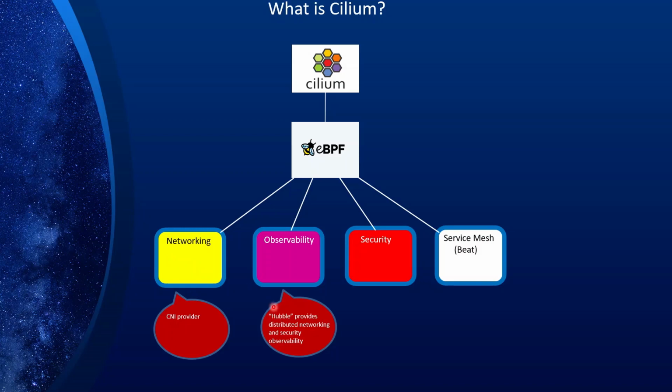It has a utility that you can install as part of installation called Hubble, as in Hubble's telescope, that provides distributed networking and security observability or tracing. So this is incredibly useful if you are troubleshooting network-related bugs in your Kubernetes infrastructure. It also provides network security, L3, L7, and DNS-based network policies.